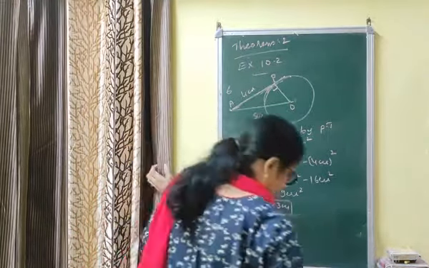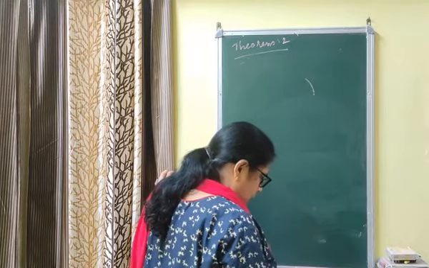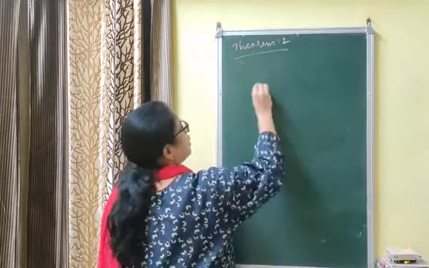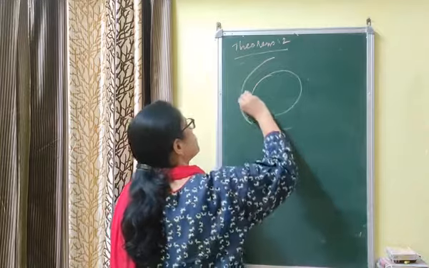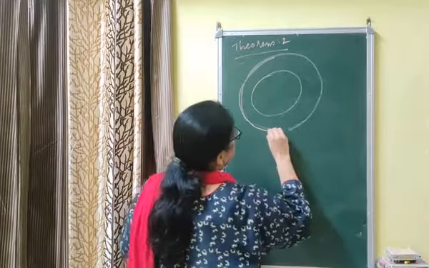Now the seventh question is from exercise 10.2. Two concentric circles of radii 5 cm and 3 cm. Find the length of the chord of the larger circle which touches the smaller circle. Concentric circle means what? Circles having the same center. You are given two concentric circles, meaning circles with the same center and different radii. These are the two concentric circles.